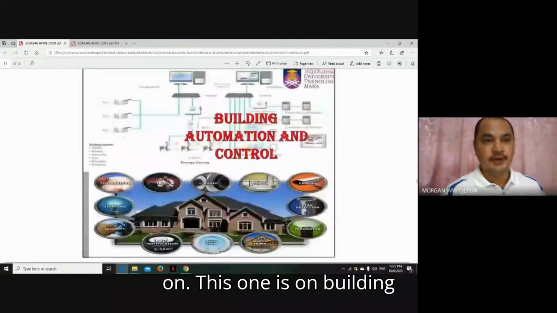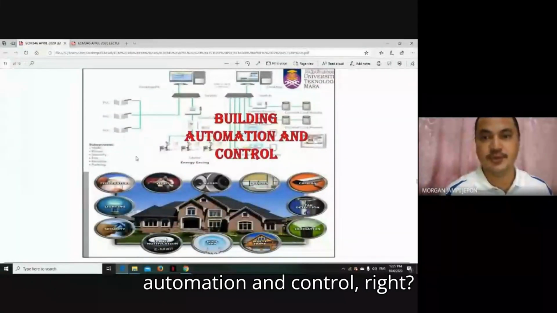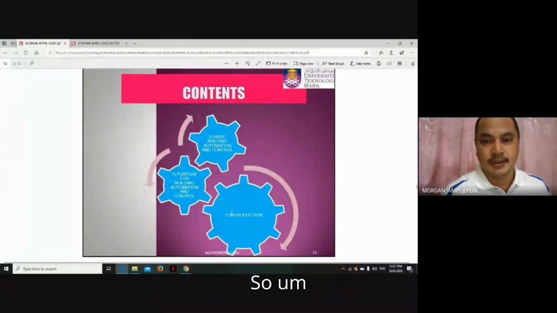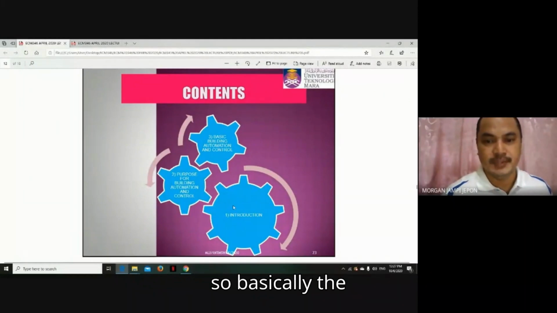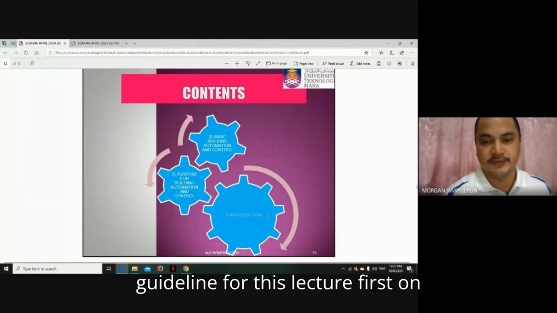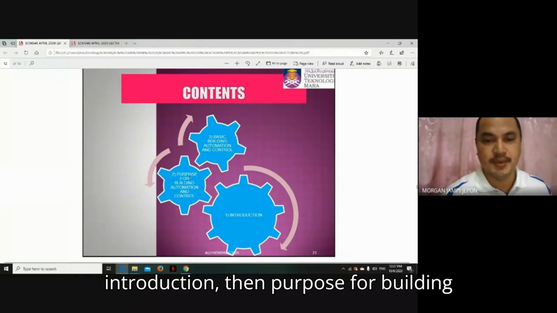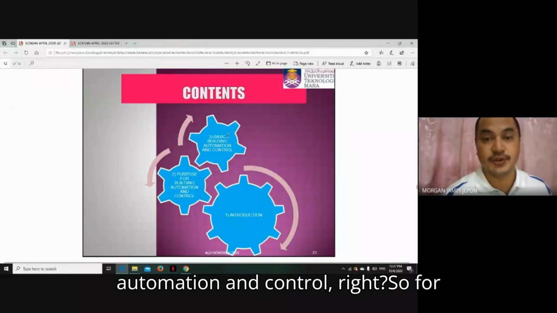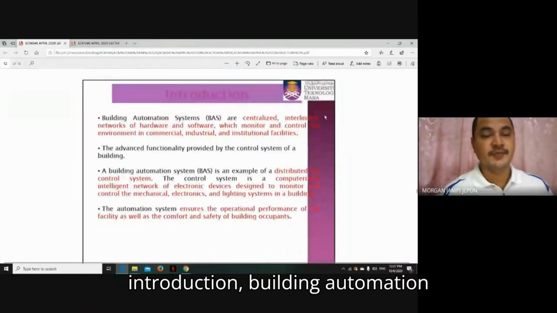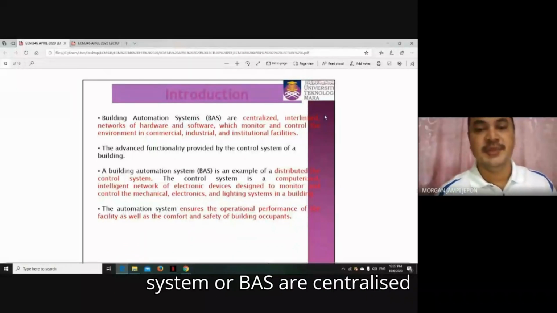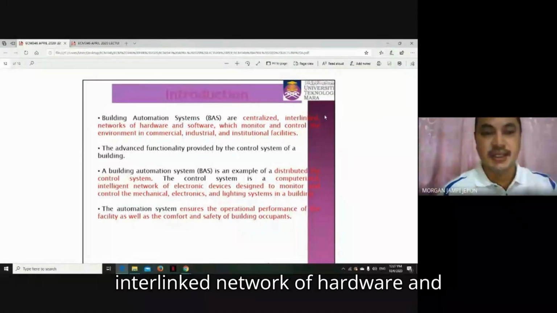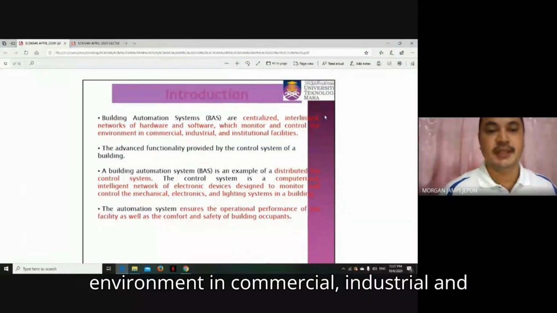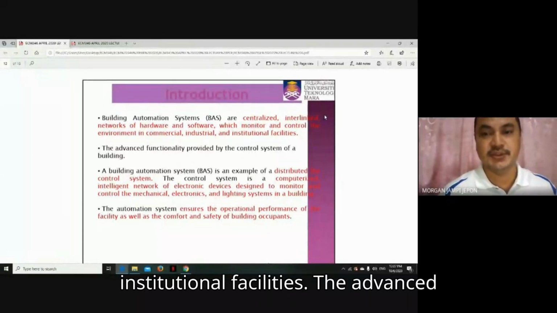Move on. This one is on building automation and control. So basically the guideline for this lecture: first the introduction, then the purpose of building automation and control, then basic building automation and control. For the introduction, a building automation system, or BAS, is a centralized, interlinked network of hardware and software which monitors and controls the environment in commercial, industrial, and institutional facilities.